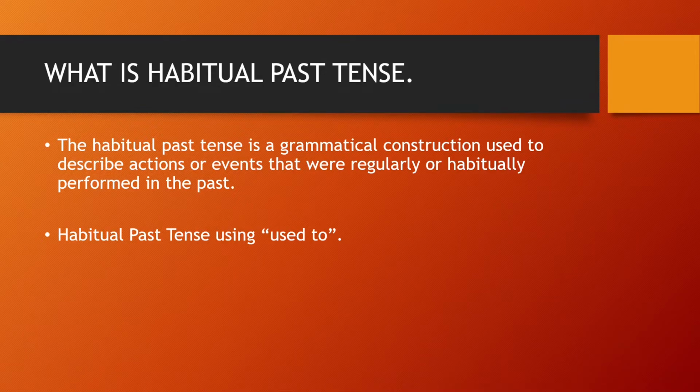For these kinds of actions and events you use habitual past tense, and the phrase that we are going to use right now to learn this topic is "used to." So "used to" is going to be our main phrase that we are going to learn. We will now move towards a couple of examples, and from those examples it will further clarify what I mean by habitual past tense.